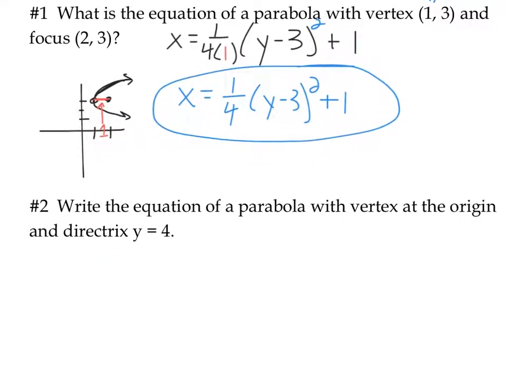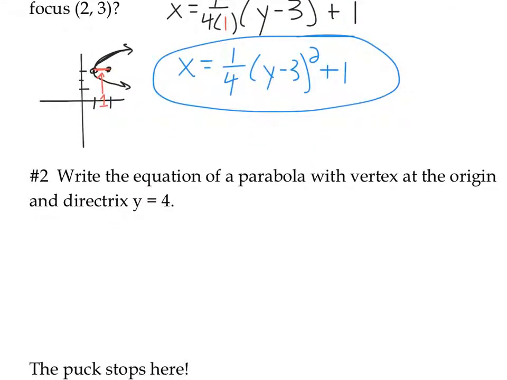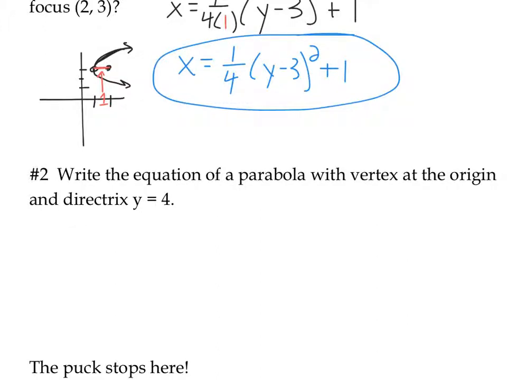Now we're going to write the equation of a parabola with a vertex at the origin and a directrix of y equals 4. So again, let's just draw a quick little sketch of what that might look like. So vertex at the origin, okay? That's 0, 0 for our h and our k.